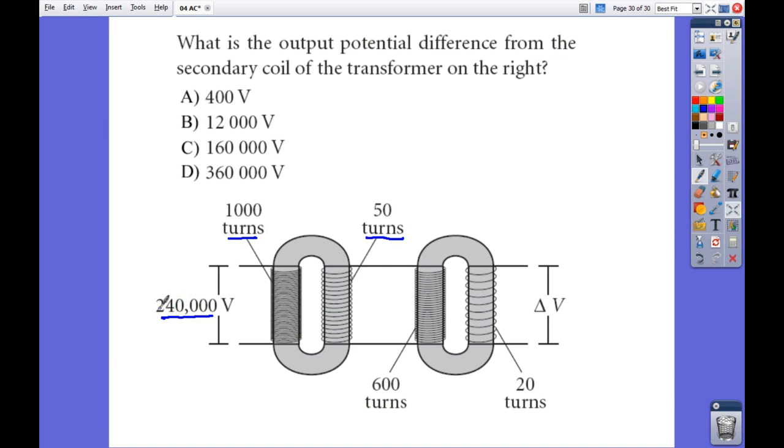So it will become this one. And then as you can see here, from 600 turns to 20 turns, it decreases 1 over 30. So it becomes 400 volt. I will not show you this process, but you can do it by yourself by using this.